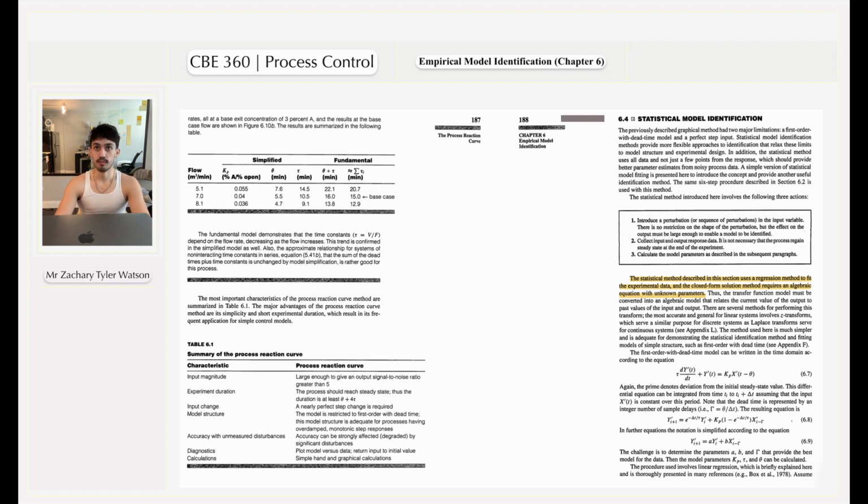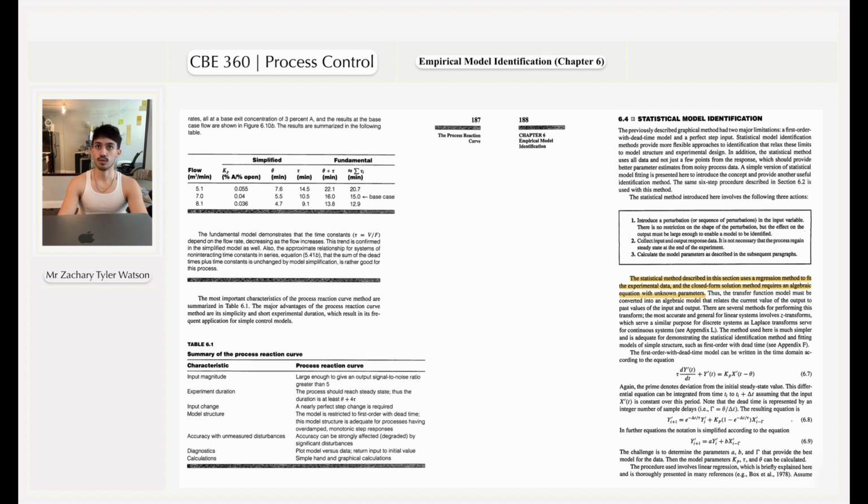The previously described graphical method had 2 major limitations: a first order with dead time model and a perfect step input. Statistical model identification methods provide a more flexible approach to identification that relax these limits to model structure and experimental design. We've been talking about the 63 and 28% times. So now we're going to section 4, statistical model identification. Is this inferring that we have another method, or a completely different method, not method 1, 2, 3, but a new method to use?